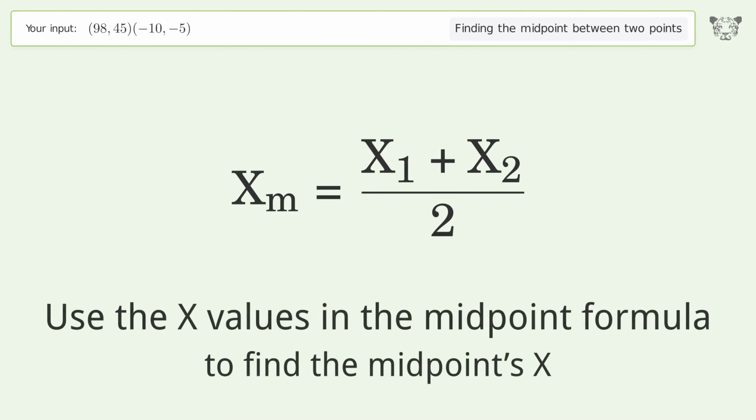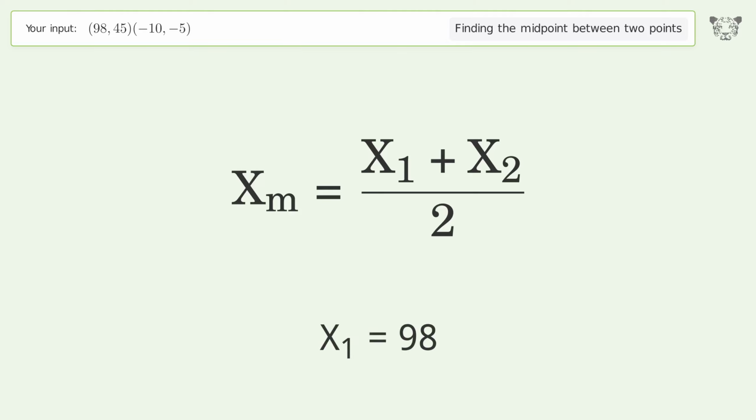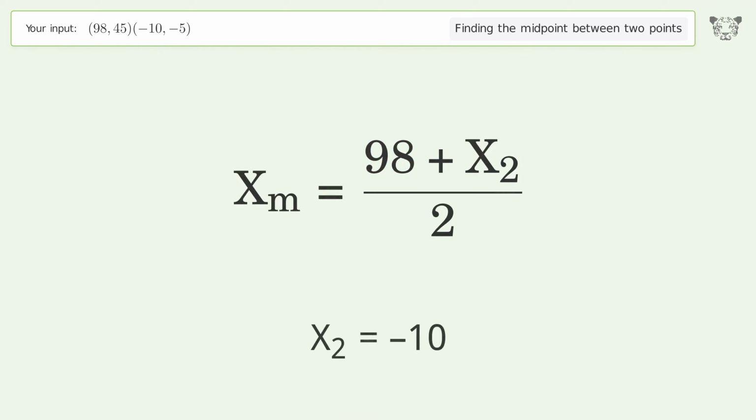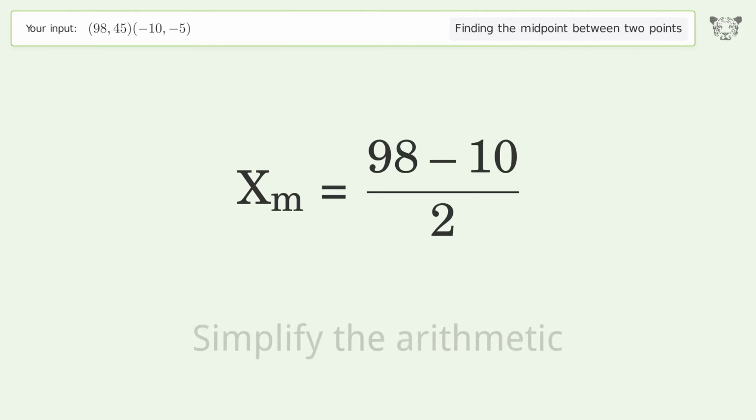Use the x values in the midpoint formula to find the midpoint's x. x1 equals 98. x2 equals -10. Simplify the arithmetic.